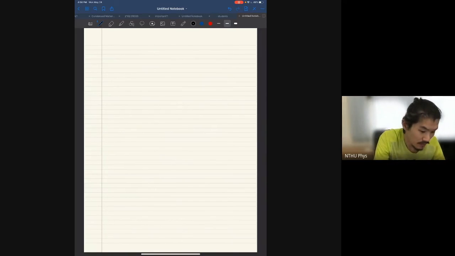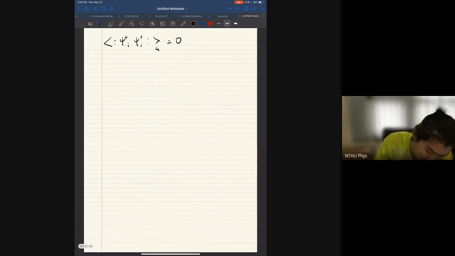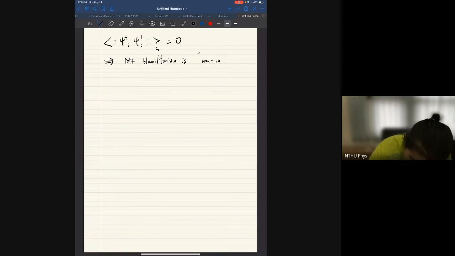Okay. So the idea is the normal ordered two-fermion term in the ground state is 0, so you can basically drop these terms. And this is the mean field Hamiltonian you are computing. The mean field Hamiltonian is somehow non-interacting, which is quadratic in fermion operators.